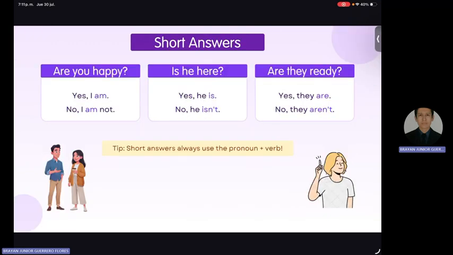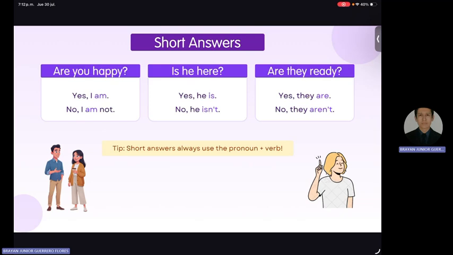Now, if you have questions, you have to use answers. Okay? Let's start with short answers. For example, for the question, are you happy? You can answer, yes, I am. It's affirmative, but do you remember what is in negative? Yes, very good, the not. Okay? For example, no, I'm not. Okay? Now you have two answers for the questions. Is he here? In affirmative, yes, he is. In negative, no, he isn't. Now, for the question, are they ready? Affirmative, yes, they are. Negative, no, they aren't.